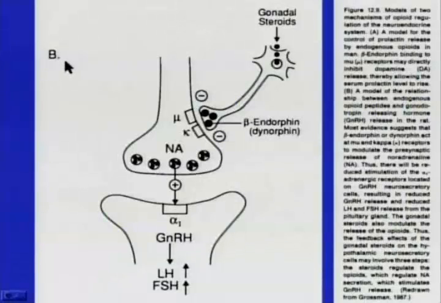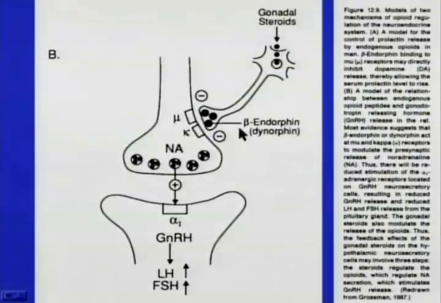In panel B of figure 12.9, we are seeing an example of how we might be able to explain negative feedback of gonadal steroids on the GnRH neuron. So the gonadal steroids, as well as the contribution or inhibition of GnRH, very likely if we decrease the pulsatility of the gonadotropins, LH and FSH, by endogenous opioids, we are going to decrease the pulsatility of GnRH release. So how might that occur?